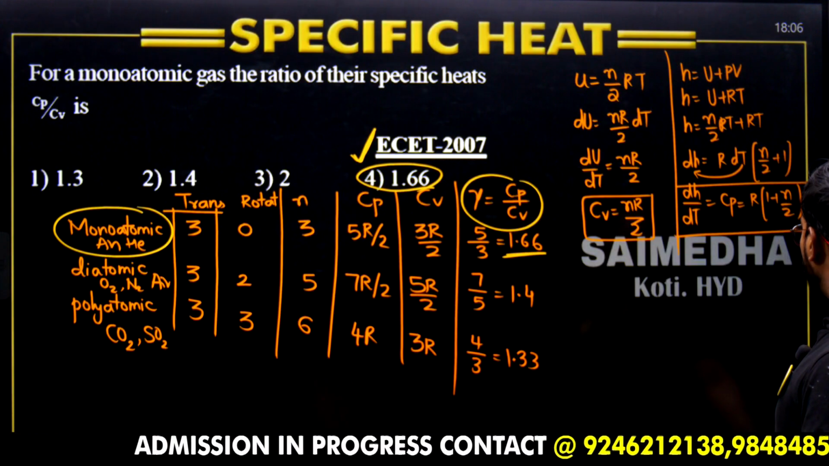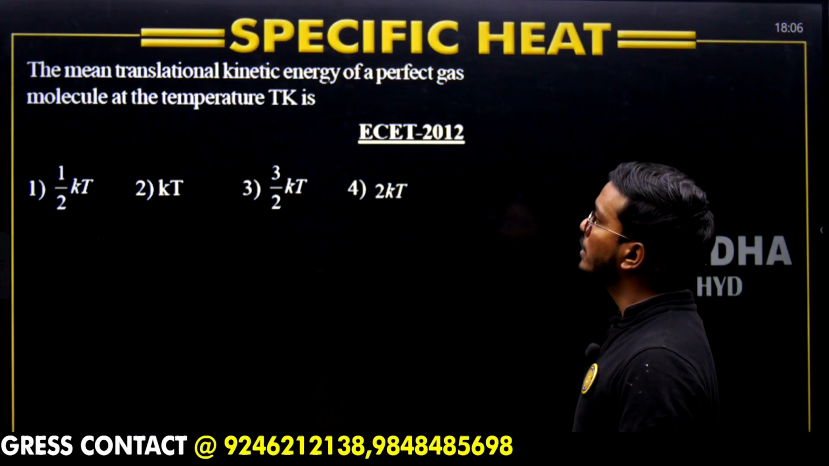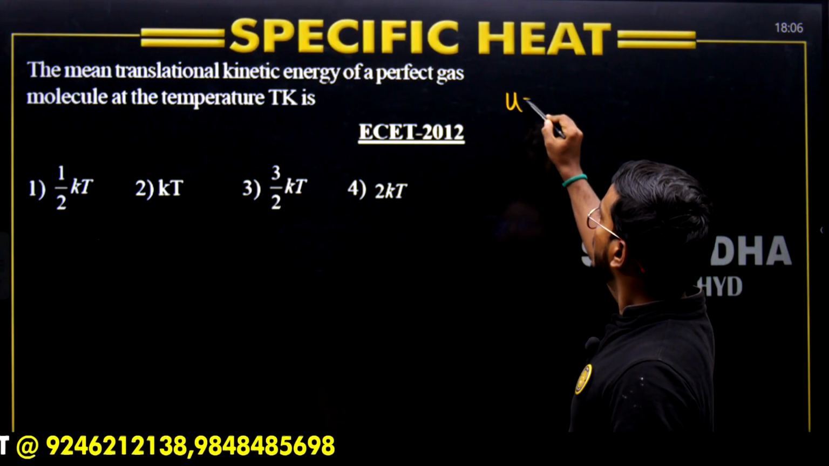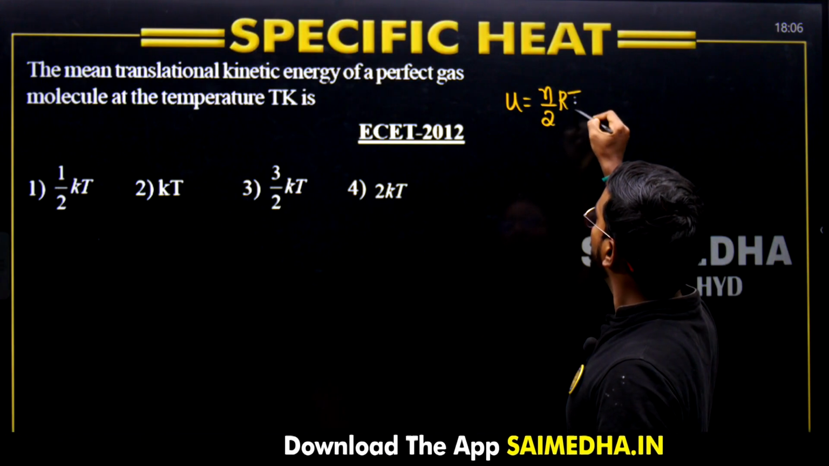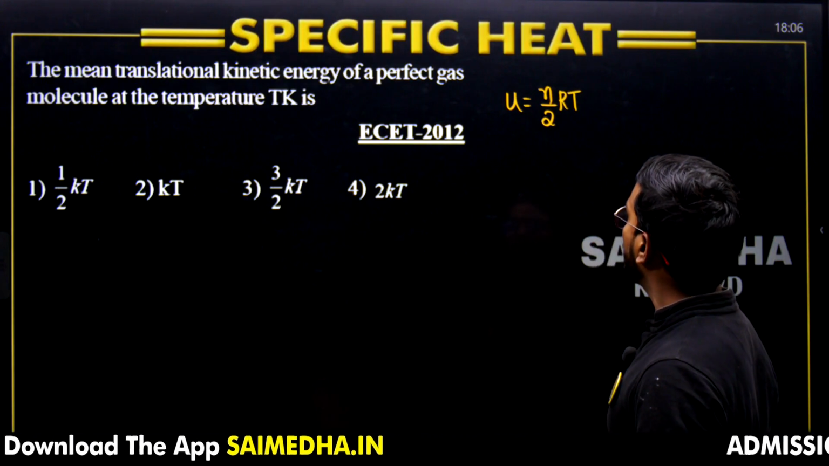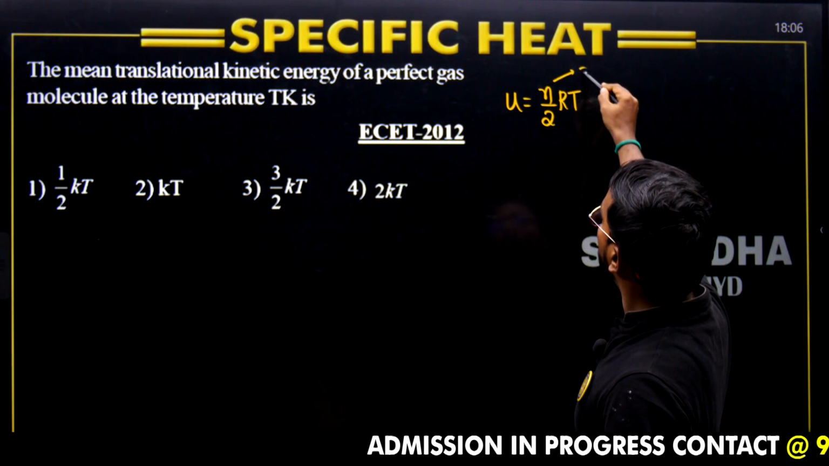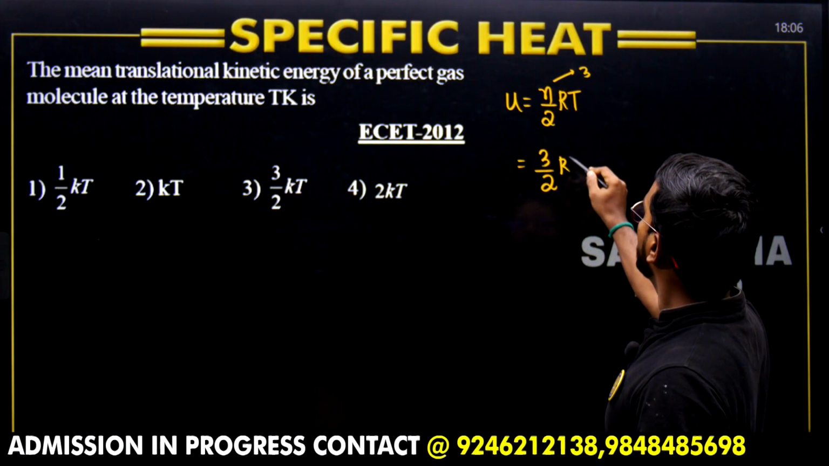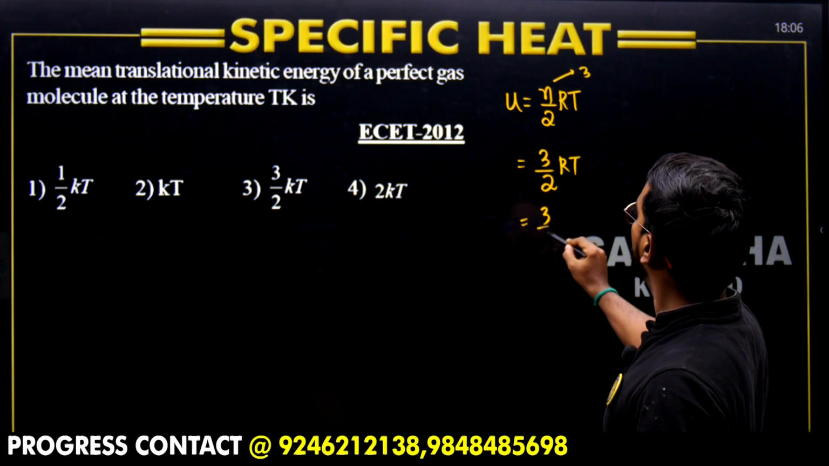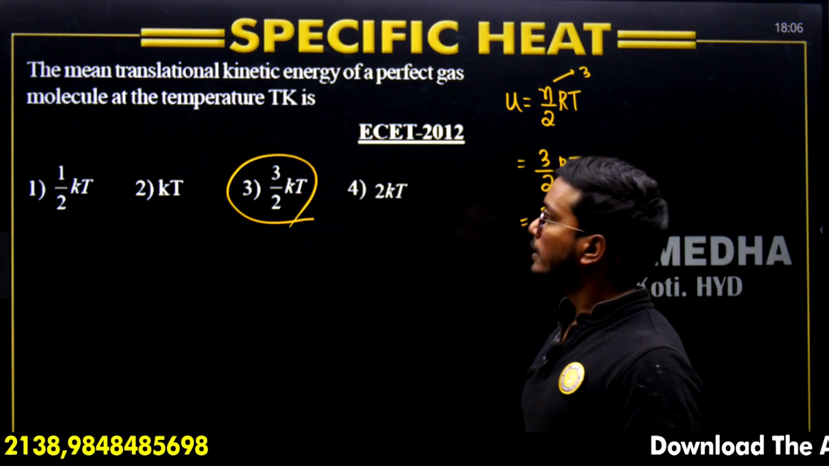Moving on to the next question. The mean translational kinetic energy. I told you the internal energy of a molecule formula: U equals n by 2 times RT. The asked question is, translational degree of freedom is what? 3. So this formula is going to become 3 by 2 RT. Constant, so 3 by 2 KT we can memorize. 3 by 2 KT. Go through it.